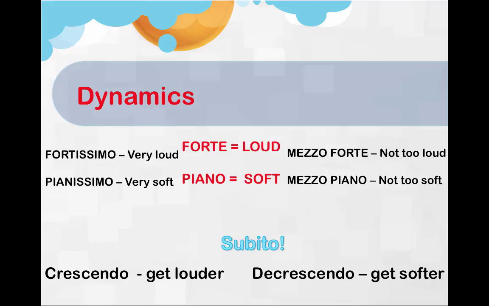All right, so you have 9 Italian terms there. The most important terms for you to know are forte, piano, fortissimo, pianissimo, and crescendo and decrescendo. Those are the most important terms there.